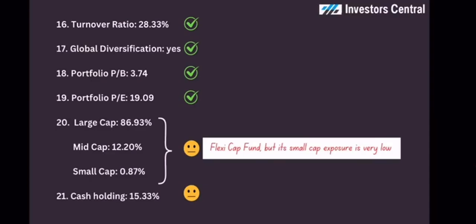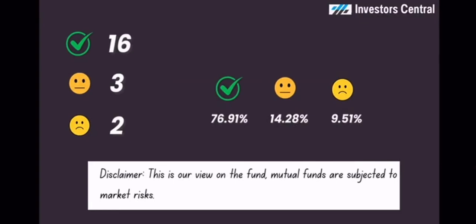I'll show you all those symbols, total results, everything. See, if we see here, I am satisfied with 16 points and 3 points neutral. 2 points I am not satisfied, which is exit load and upside capture ratio.